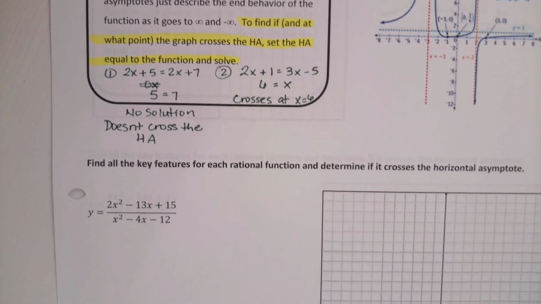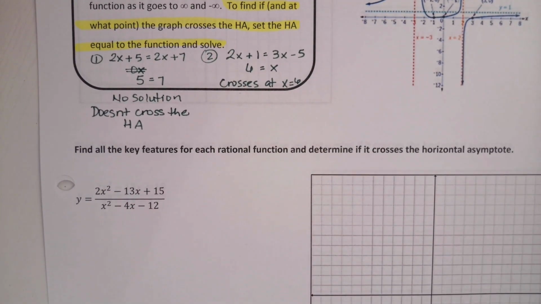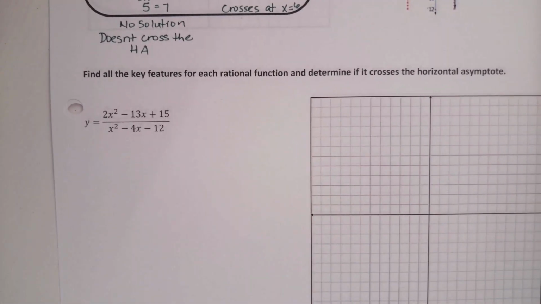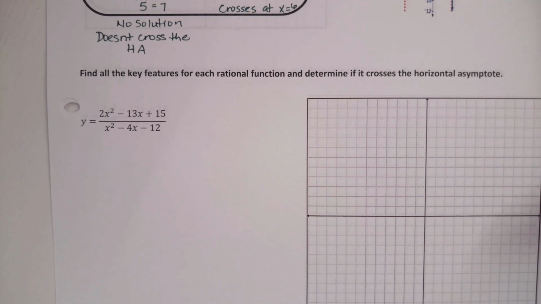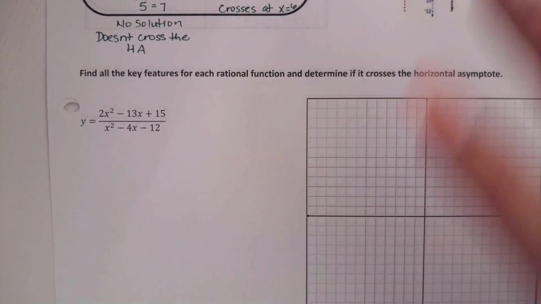So for the first one, we're going to find all the key features of the rational function and determine if it crosses the horizontal asymptote. First thing I want to do is what? Solve it, simplify it, factor it. We want to factor it. Good.